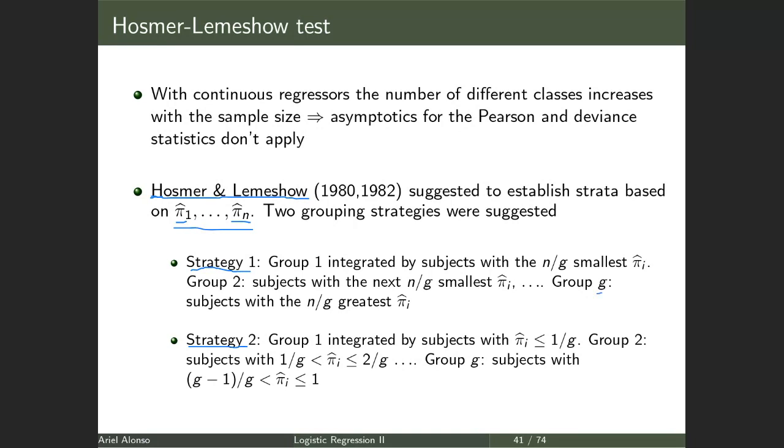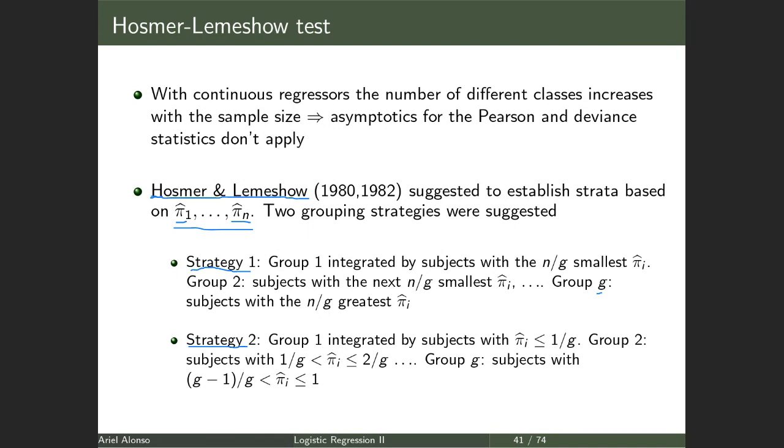And you consider, for instance, the n divided by G smallest predicted probabilities, right? The second group is the next n divided by G smallest fitted probabilities. And then the last group contains the largest probabilities. And this G is fixed, so now you have G groups. Whatever other individual comes, it will be classified in one of these categories.